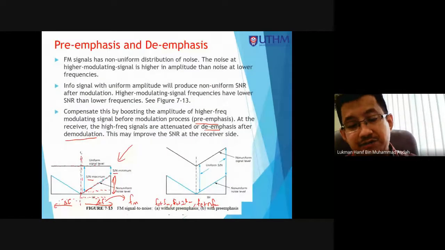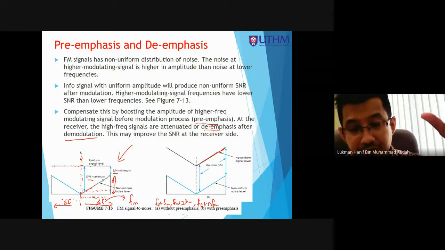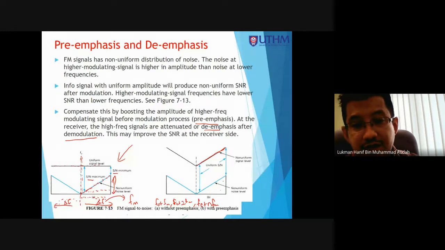We modify the amplitude of the signals. So what happened is that you're going to see that the amplitude of the signal is going to be changing, becomes higher, especially at higher value of FM.